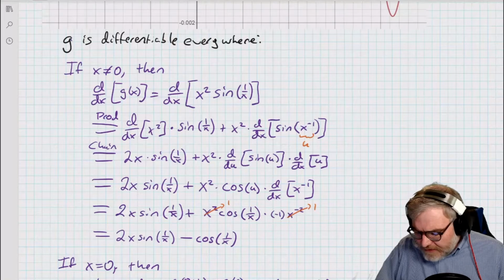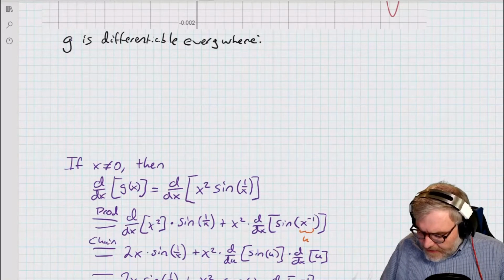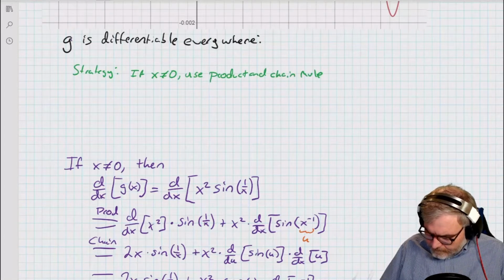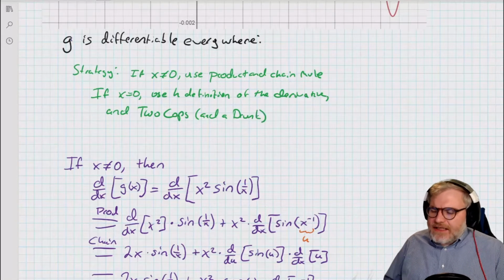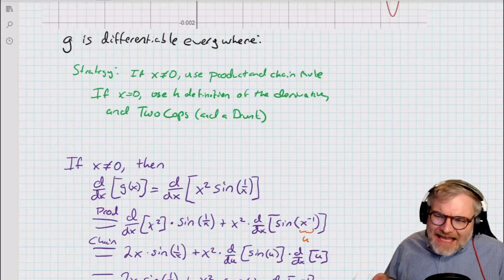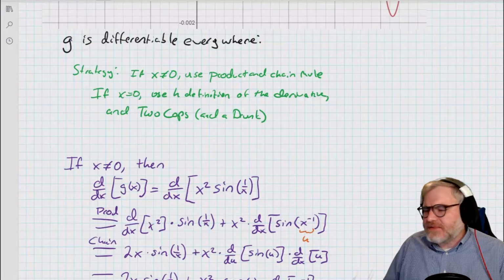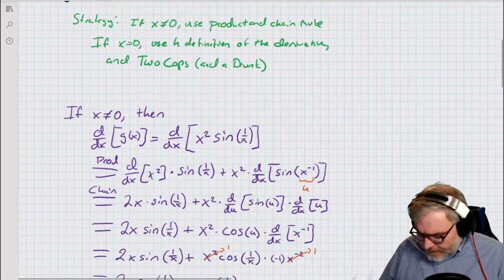So if I was going to write the strategy, I would say something like this. My strategy is that if x is not equal to 0, I'm just going to do it normally using the product and chain rule. But if x does equal 0, I need the h definition of the derivative and then two cops and a drunk. So this function is really psychotic. Let's look at the proof.